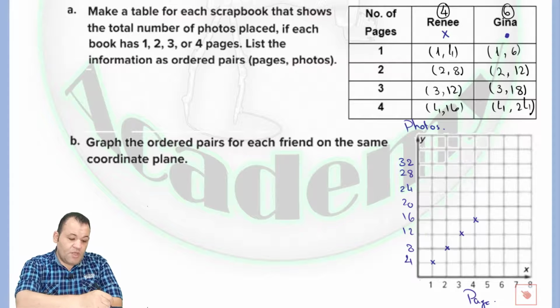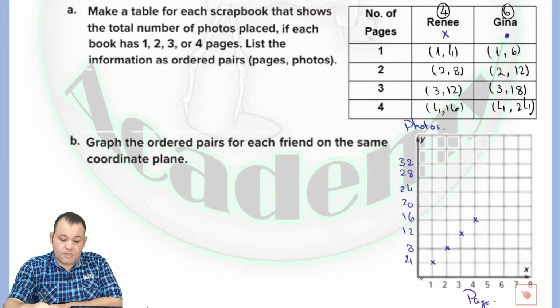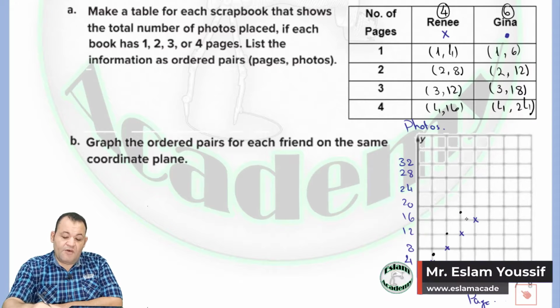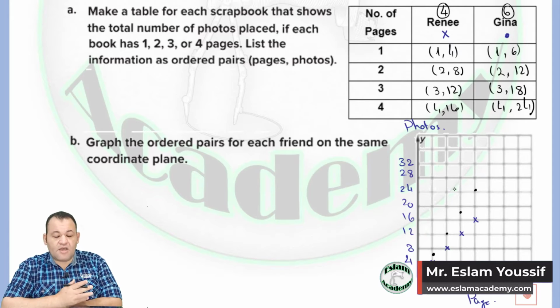That's for Rina. Now with Gina, we have 1 and 6. That means for the first page, it will be 6 photos. The second ordered pair is 2 and 12. It means for 2 pages, we have 12 photos. 3 and 18: for 3 pages, we will have 18 photos. The next one, we have 4 pages, it will be 24. And that's how we can represent the ordered pairs on the graph.